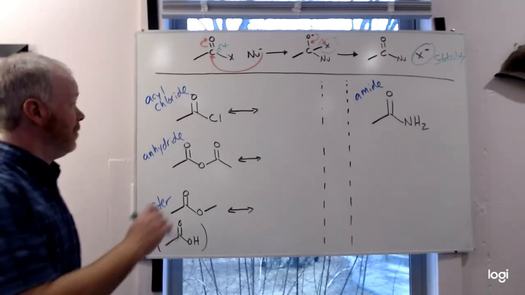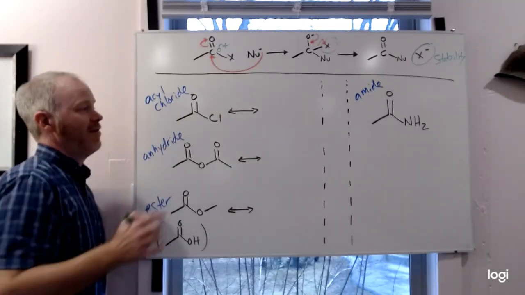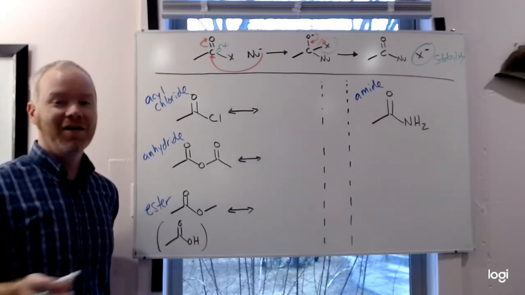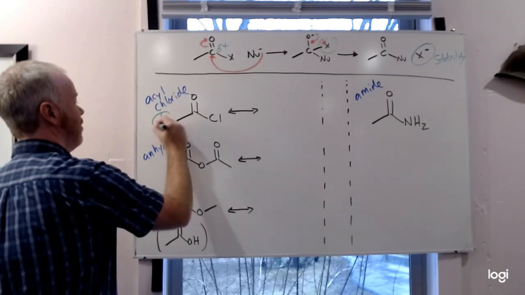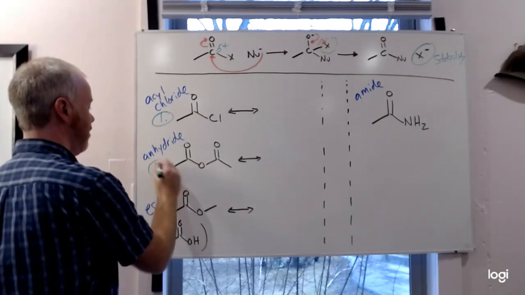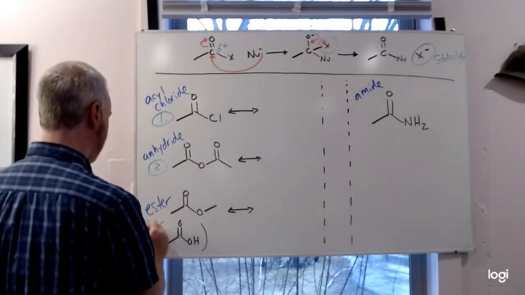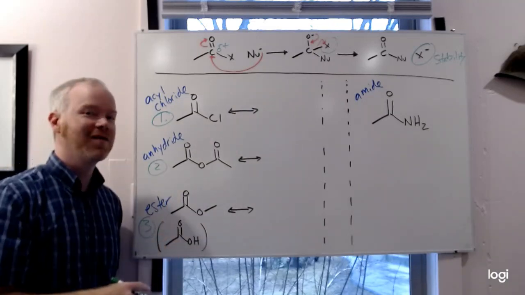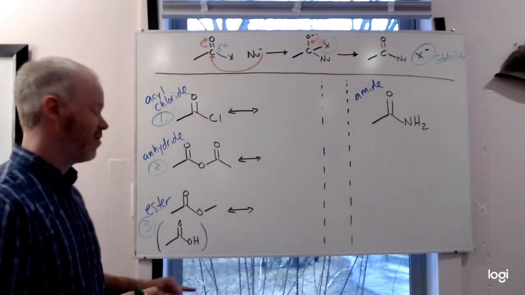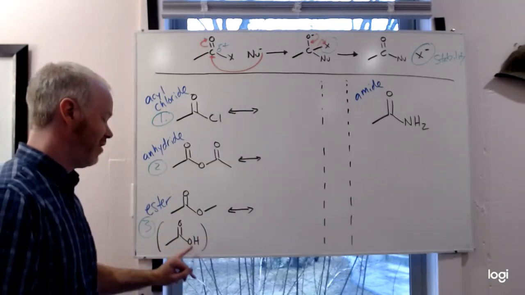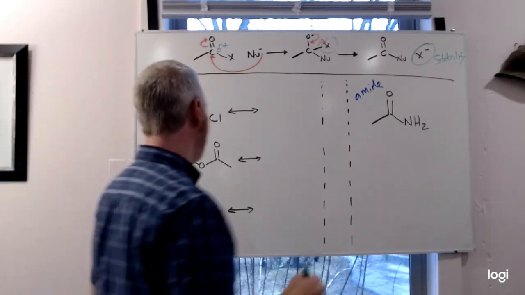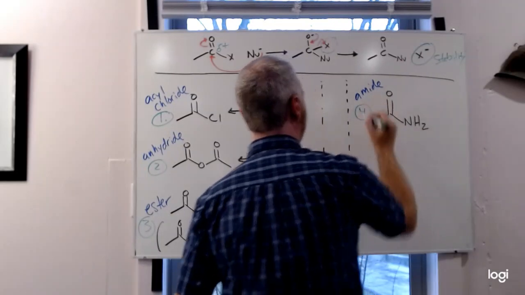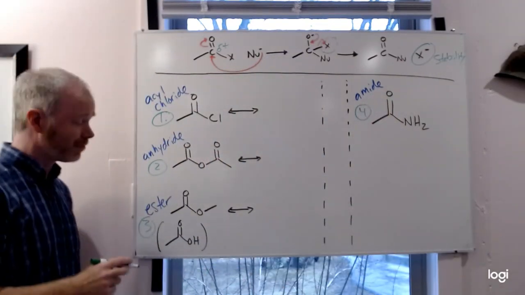So looking at the acyl chlorides, these are in order of how reactive they are as well. Right? So in general, the most reactive is the chloride, followed by anhydride. Esters and carboxylic acids are pretty similar. There's some differences there in that the carboxylic acid has a proton that it can donate. And then amides are the least reactive. We'll get to those last.